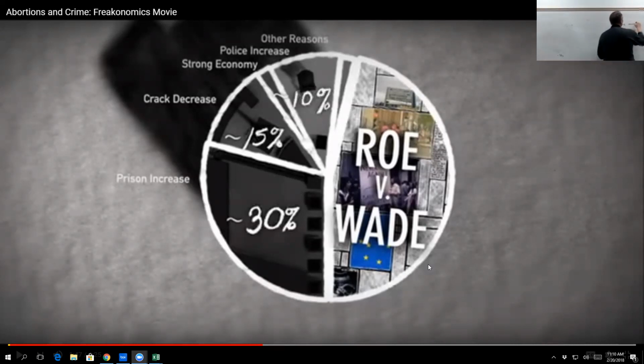Now notice in here, this is the prison increase. That's the biggest correlation we have. Our biggest is moderate, okay? Let's look at our crack decrease. The R squared is 0.15. What's the R in that case?